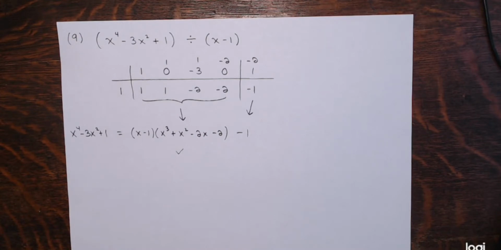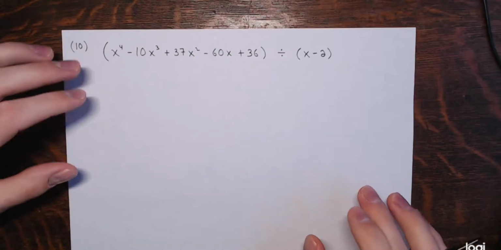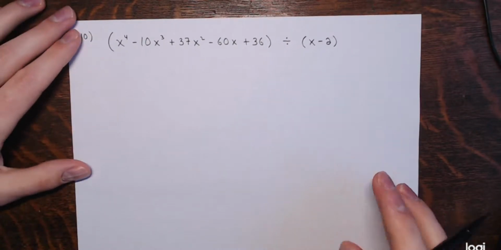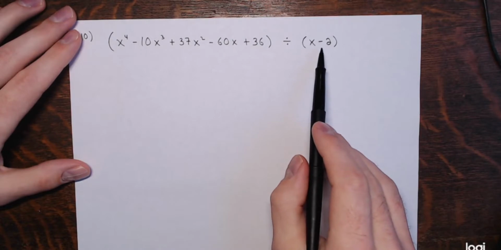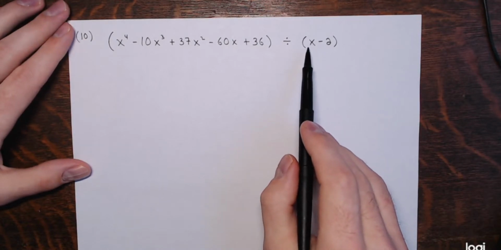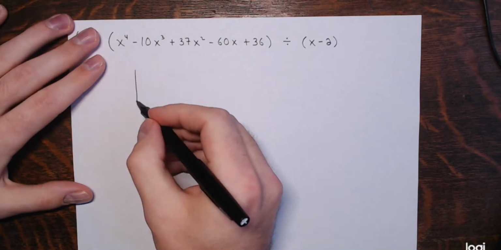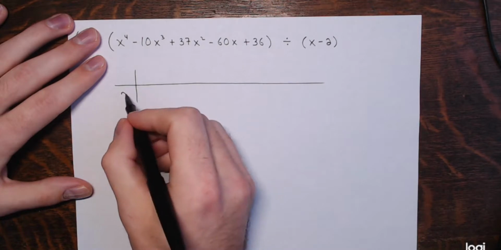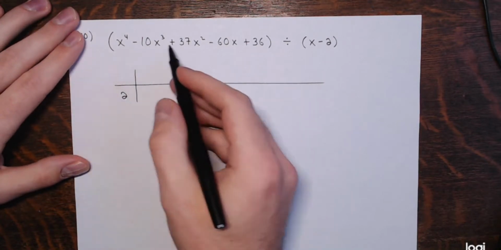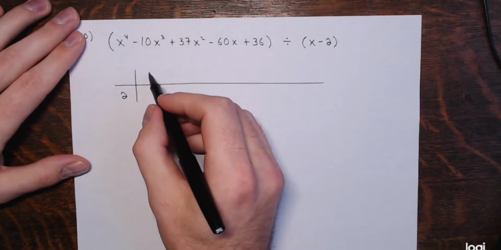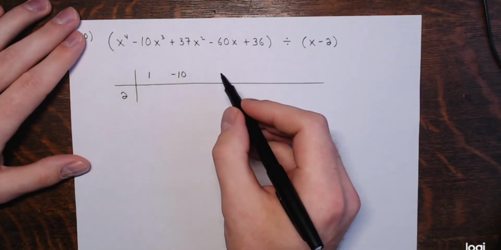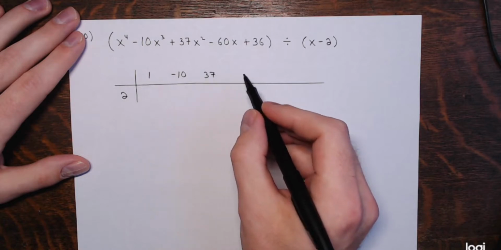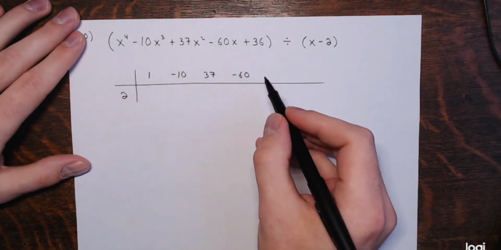All right. Great. So there's another one where now I'm into these ones where the dividend is a degree 4 polynomial. Once again, the divisor is a degree 1 with a lead coefficient of 1, so I can use synthetic division right now. Divisor is x minus 2, so k is 2. Coefficients of the dividend in descending order without skipping powers. You have 1x to the 4th, negative 10x cubed, positive 37x squared, negative 60x to the 1st, and then positive 36 for the constant term.